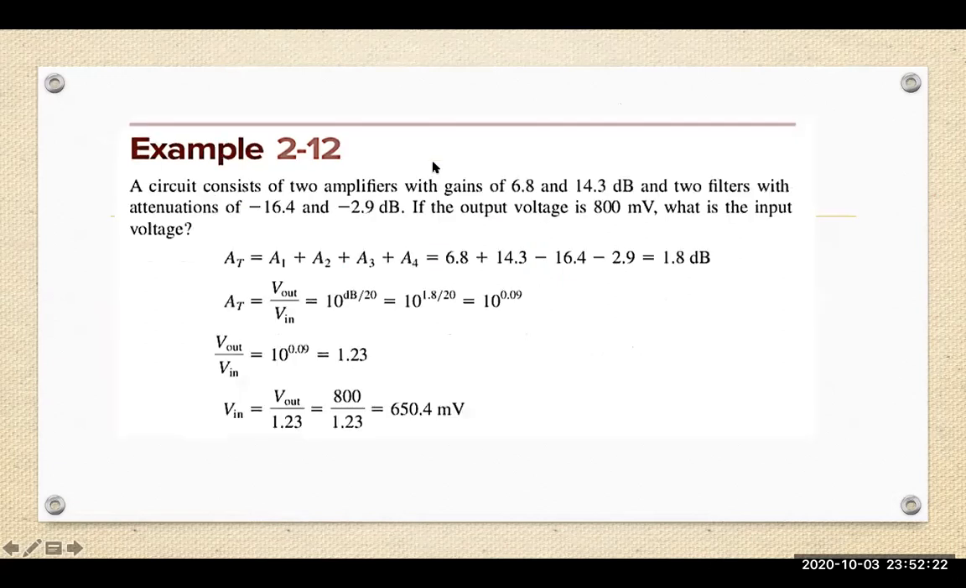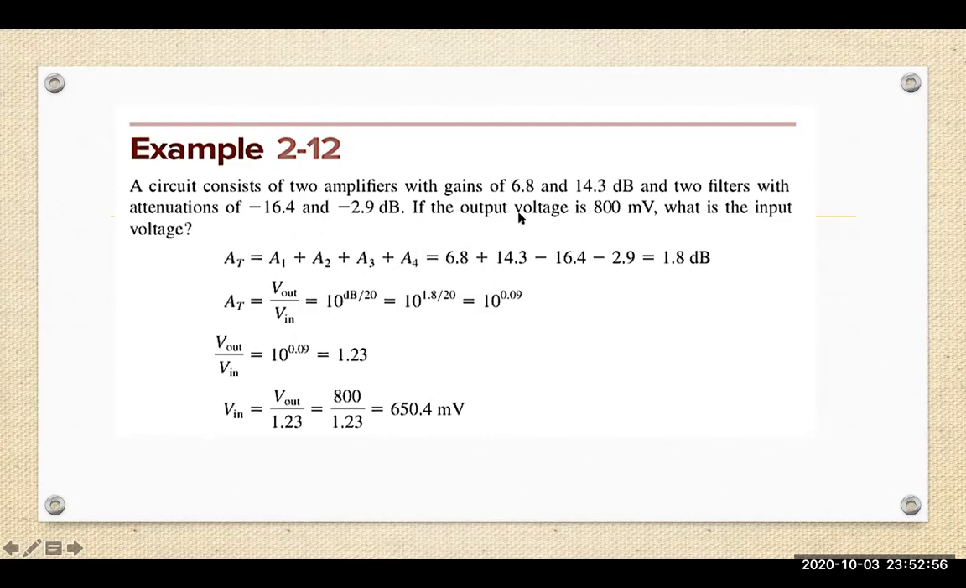Okay, let's now go to the next example. A circuit consists of two amplifiers with gains of 6.8 and 14.3 decibels and two filters with attenuations of minus 16.4 and minus 2.9 decibels. If the output voltage is 800 millivolts, what is the input voltage? So for the total gain in dB value, you just have to add them: A sub 1 plus A sub 2 plus A sub 3 plus A sub 4. Again, this is in dB value.